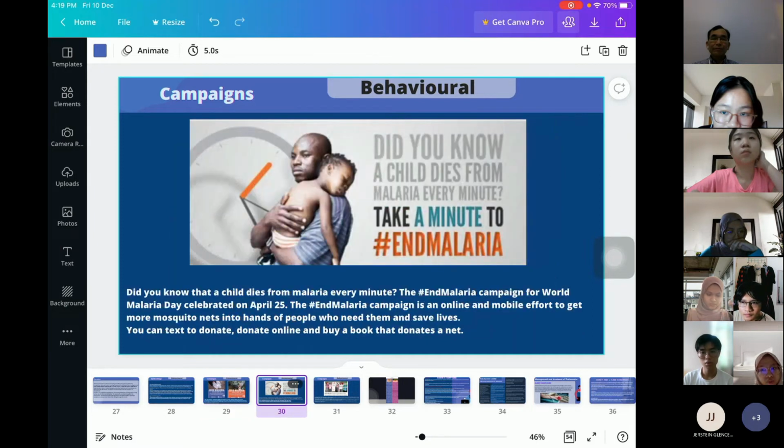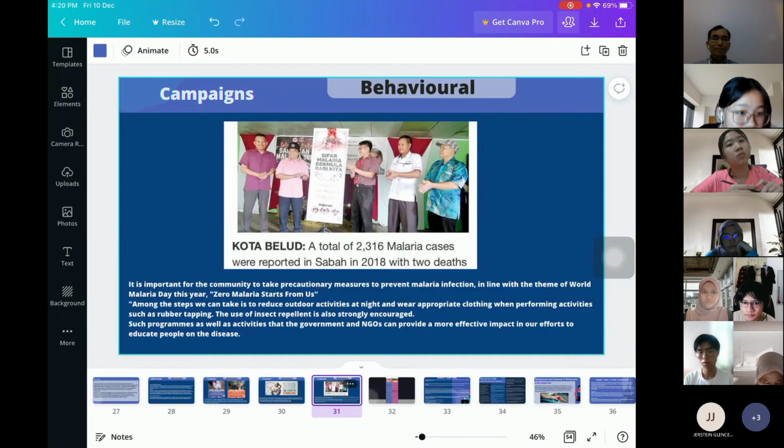And also, I'd like to show the other one, Take a Minute to End Malaria. This is a campaign, an online and mobile effort to get more mosquito nets into the hands of people who need them and save lives. So we can either donate online, or buy a book that can donate a net. And this one is from Sabah, if I'm not mistaken. Yeah, Kota Belud in Sabah.